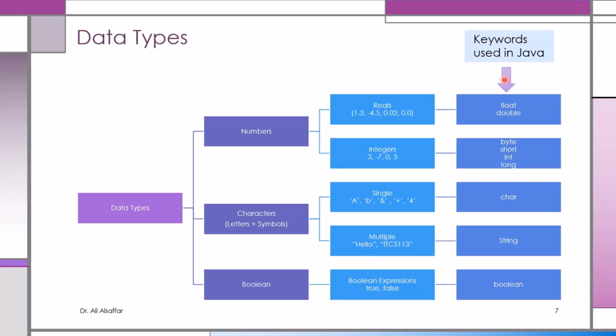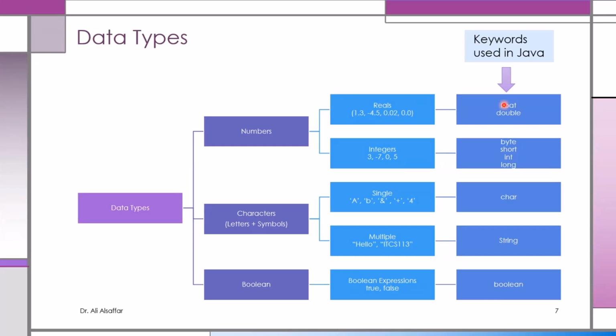Now for Java, how to represent each of these? For Java, for real numbers, we have 2 choices, float and double. So if you have a variable and this variable is a number, and you decided that it should be a real number, then what is the type you should choose?